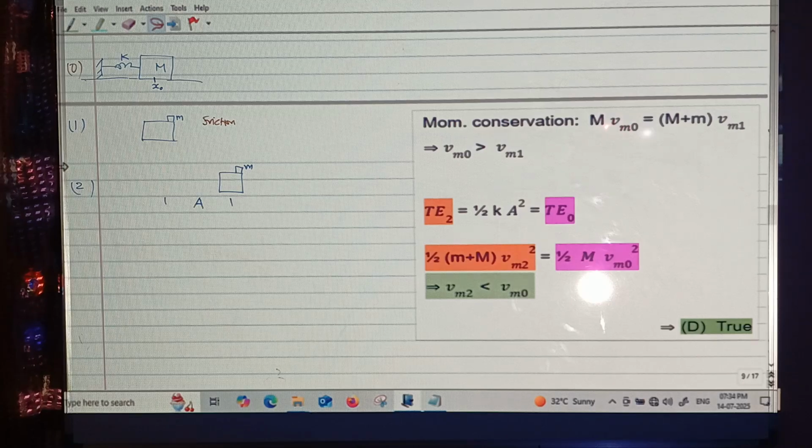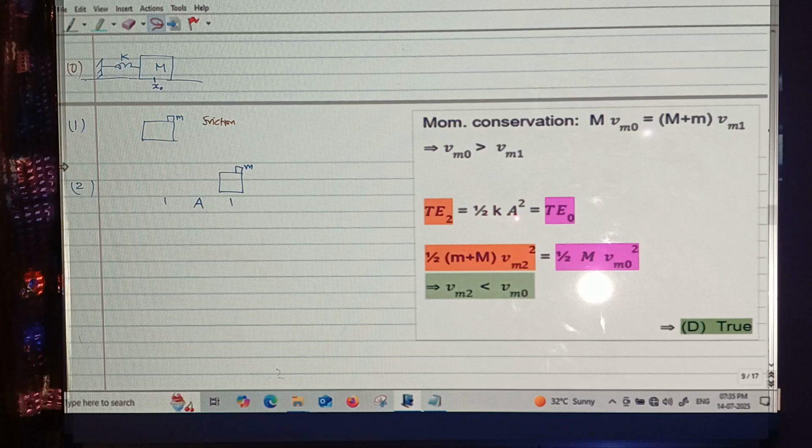Momentum conservation in the first case: before placing the mass, the momentum is m into Vm naught. After placing the mass, the combined mass is moving with velocity Vm1. So from this we can get Vm1 as m by (m plus n), which is a fraction, into Vm naught. So Vm1 is less than Vm naught.